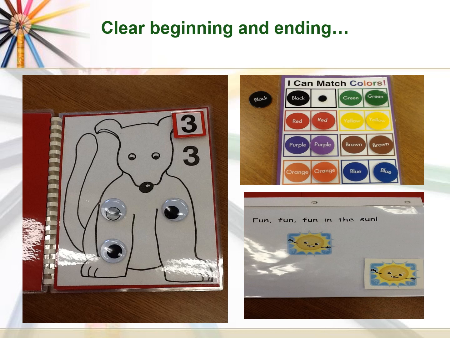The picture in the bottom right is put on with a piece of Velcro. So when you're done with that page, maybe the child moves that picture. And by giving the child something to do, they can stay involved in the activity. And then the picture on the left of the dog, we're matching the number 3, is on Velcro, and then we have 3 dots to put on the dog.